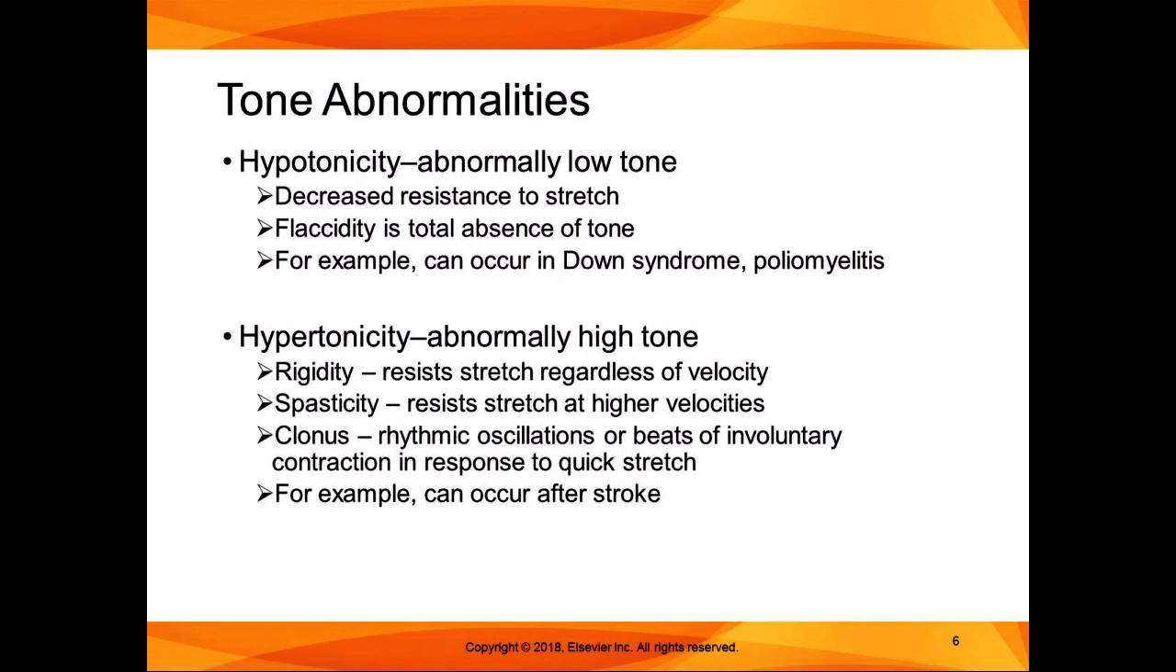If someone themselves is trying to do a fast movement, they might get more spasticity. Or if you are moving their arm fast, or their leg fast, or their ankle, you might get more spasticity. Clonus is rhythmic oscillations or beats of an involuntary contraction in response to a quick stretch. A lot of times people with neurological disorders have clonus. MS is one with a lot of clonus.